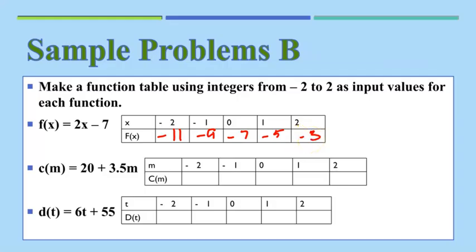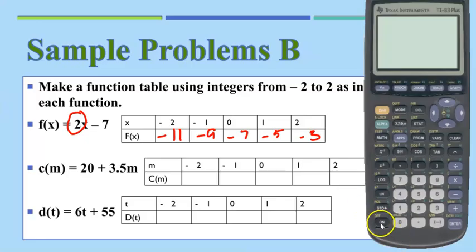Now you should notice that the f of x is increasing by 2 every time. Why is that? Because the slope is actually 2. Now this next one, C of m equals 20 plus 3.5m. To make this a little bit easier, I'm going to show you how you can do this all on your calculator. If I go to the y equals, you're going to use this to graph a linear function or any function. Here I'm going to put the function in there, which is 20 plus 3.5 and I'm going to use x instead of m. Now if I hit second graph, I have a table of values.